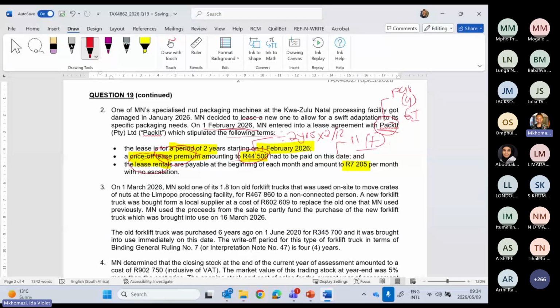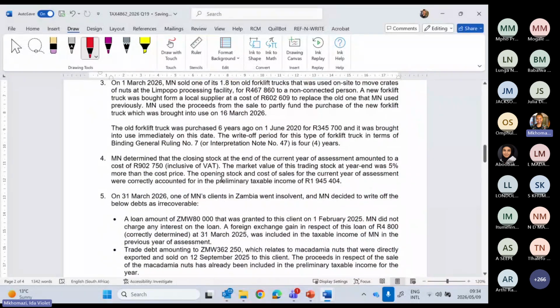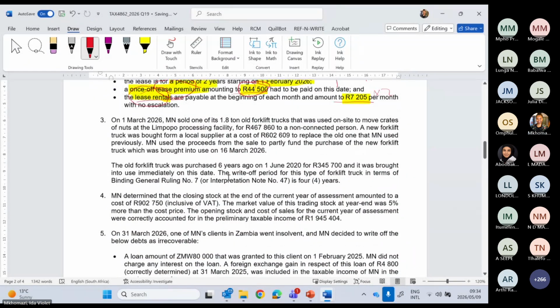That's one easy mark. We also have the lease rentals. The lease rentals are a normal 11A deduction. You multiply it by 2 from 1st of Feb until 31 March. Okay, so that's transaction 2.